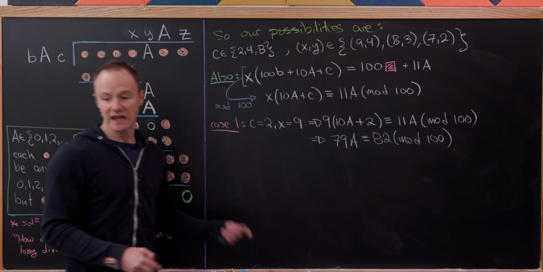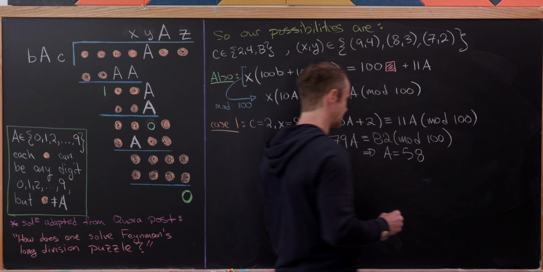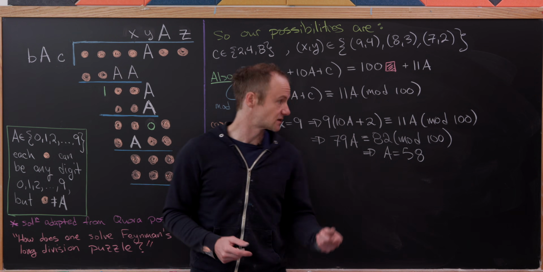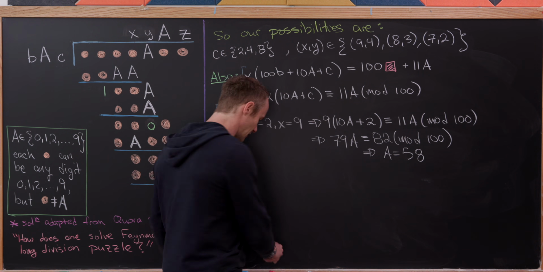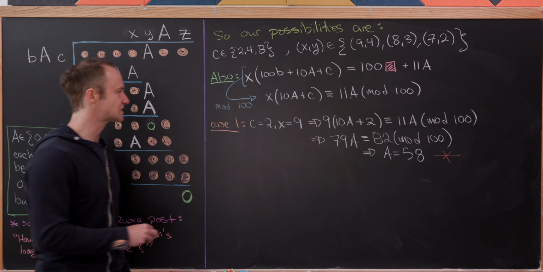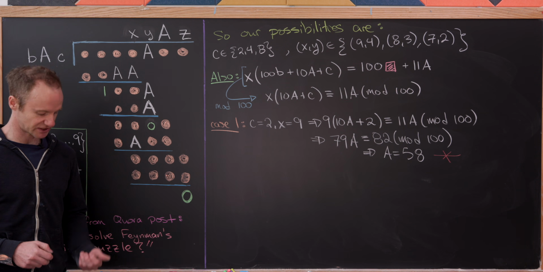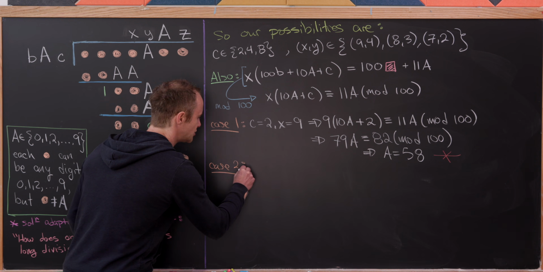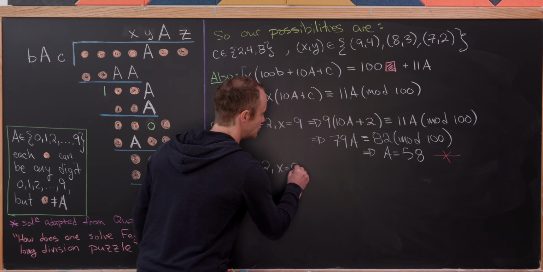Okay, so, well, if you were to solve this, what you would get is that a is equal to 58. But of course, that's not a real possibility. That's a solution to this equation, but since a needs to be a single digit number, that's not what we're looking for here. So I'll just put an x. That is a contradiction. There is no solution in this case when we have c is equal to 2 and x is equal to 9. So let's look at the second case. So let's say case 2, let's maybe take that one to be c is equal to 2 and x is equal to 8.